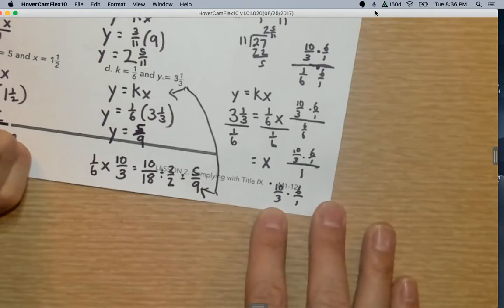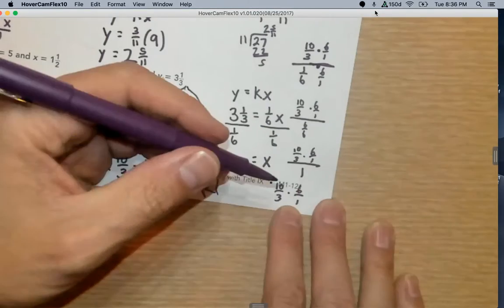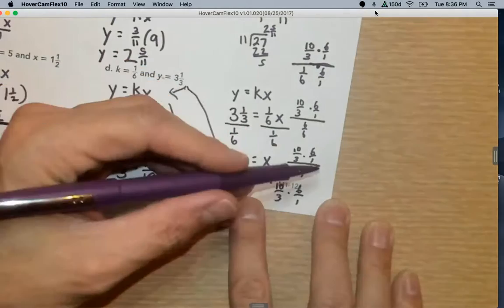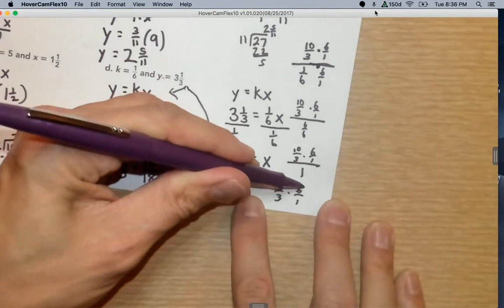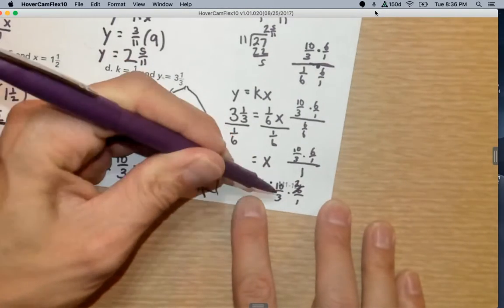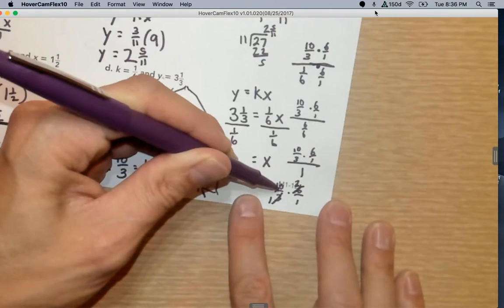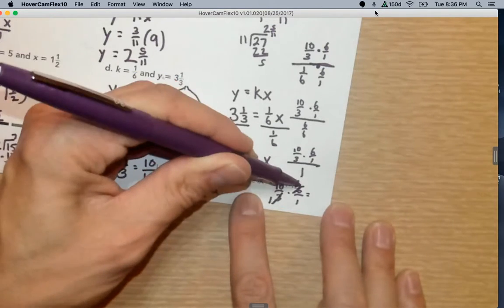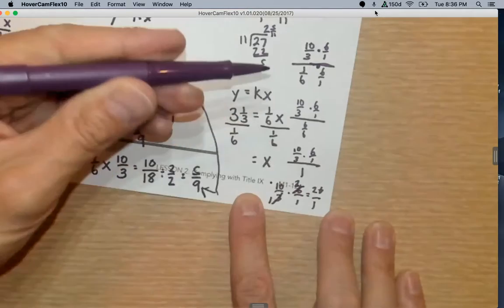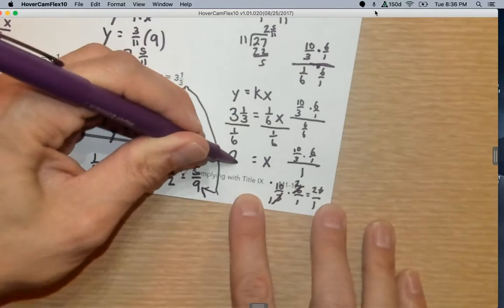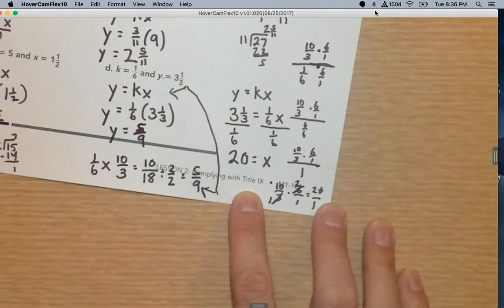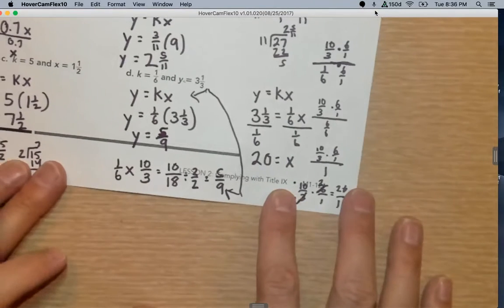If I reduce this first, I would be happier. There's a 6 on top, a 3 on the bottom. They have a common factor of 3. 6 divided by 3 is 2. 3 divided by 3 is 1. And then we get 10 times 2 is 20. 1 times 1 is 1. And 20 over 1 is the same as 20, which is what x should have equaled in that instance.